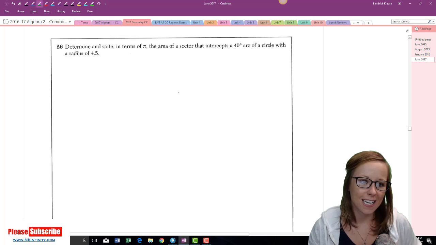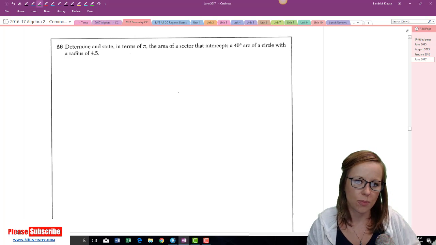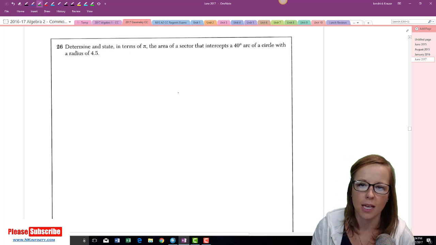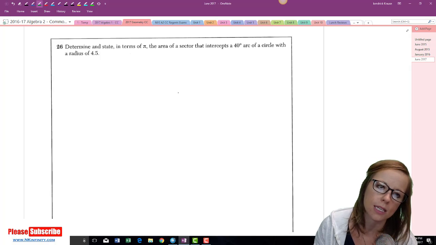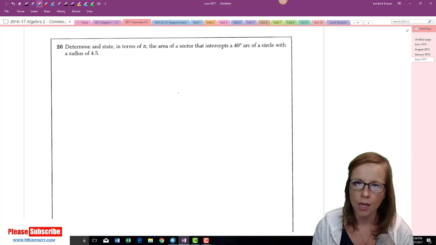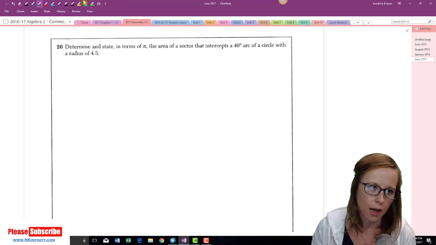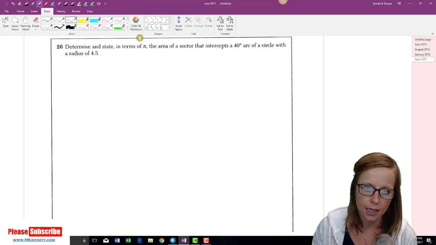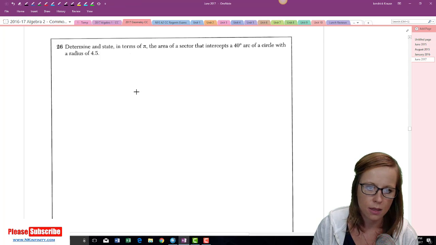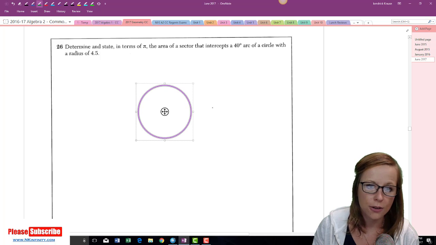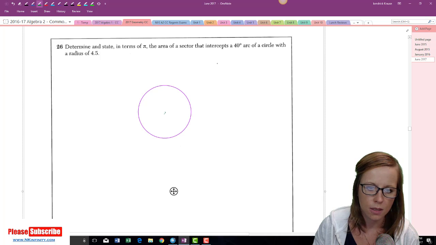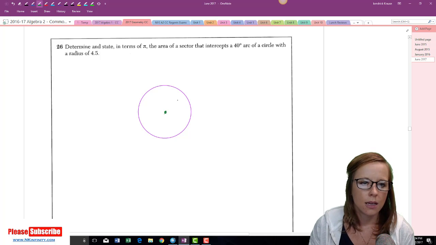Okay, so 26. Determine and state in terms of pi the area of a sector that intercepts a 40-degree arc of a circle with a radius of 4.5. You've got your compass out, so you may as well draw a circle. I think I can get a circle here, yeah? You had your compass ready anyways, so there's my circle. To the best of my drawing abilities, yours will be perfect.